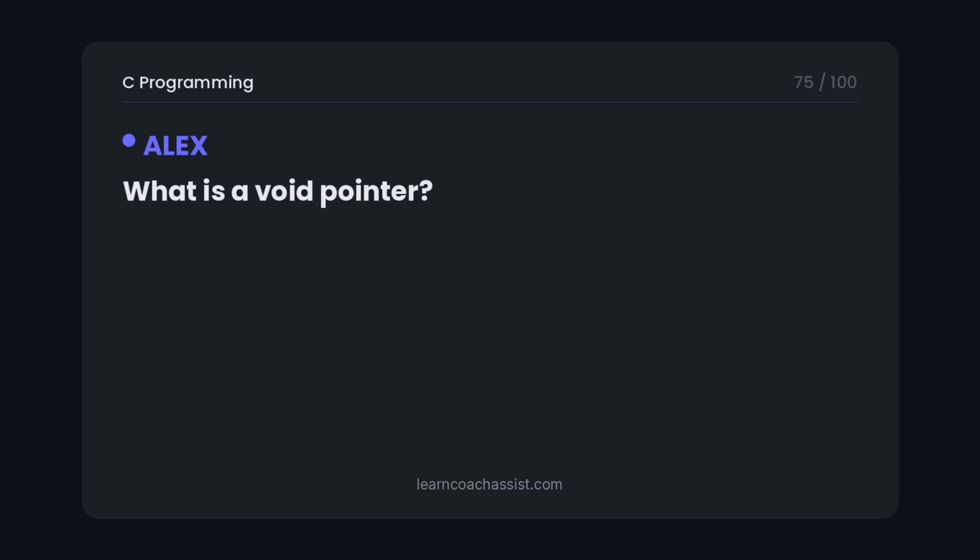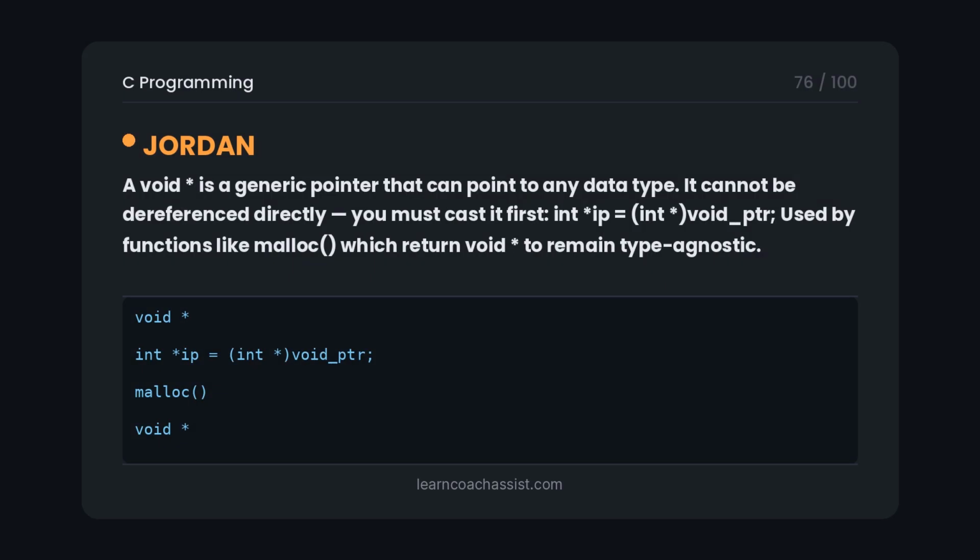What is a void pointer? A void asterisk is a generic pointer that can point to any data type. It cannot be dereferenced directly; you must cast it first. For example, int *ip = (int *)void_ptr. It is used by functions like malloc, which return void asterisk to remain type agnostic.